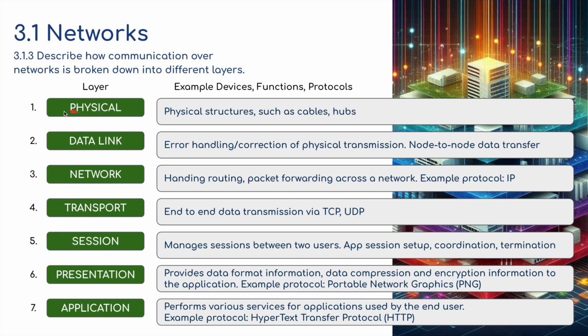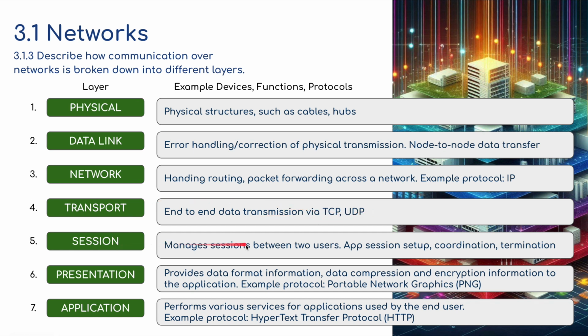So layer 1 is the physical layer, and basically this is the physical structures such as cables and hubs. Data link, this is to do with error handling, correction, or physical transmission, node-to-node data transfer in a data link. The network layer handles routing of course, packet forwarding across the network. An example protocol might be IP. Okay, the transport layer, end-to-end data transmission via TCP or UDP.